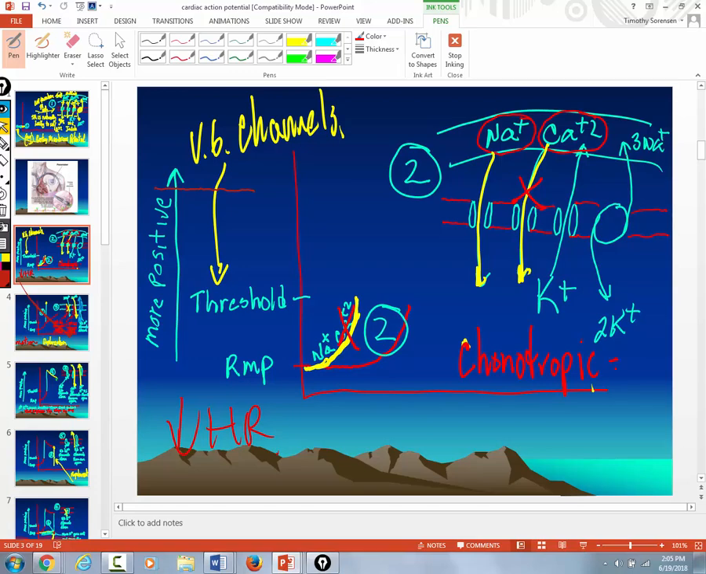Chronotropic deals with heart rate. Inotropic deals with force of contraction. So calcium channel blockers are both a negative chronotrope and a negative inotrope. They decrease heart rate and force of contraction.